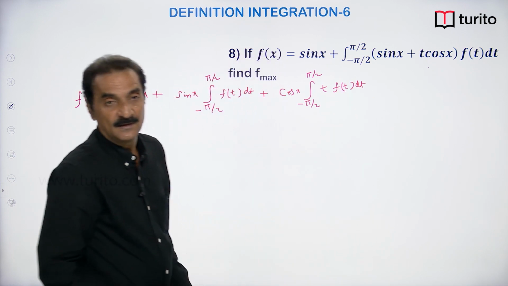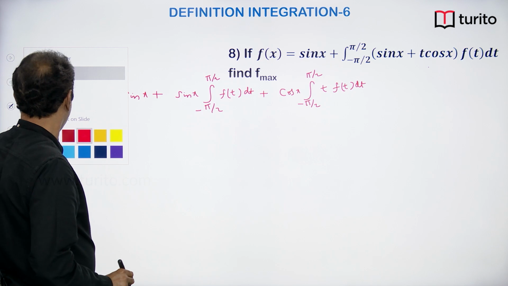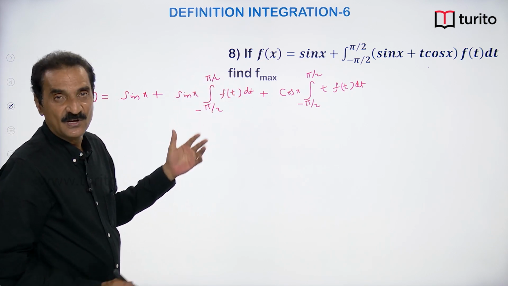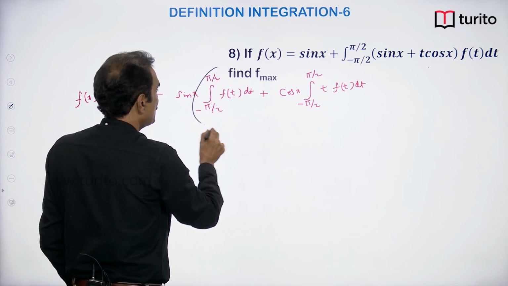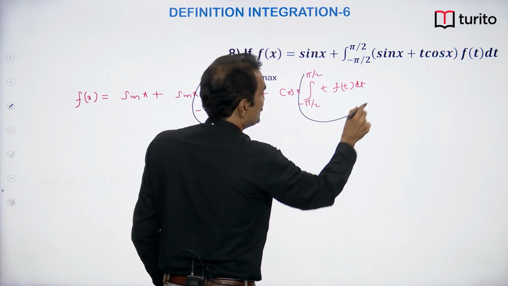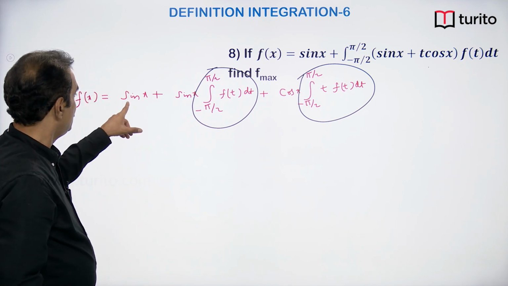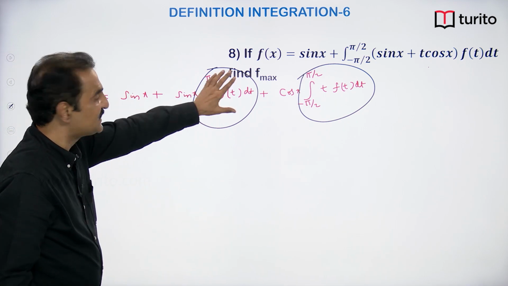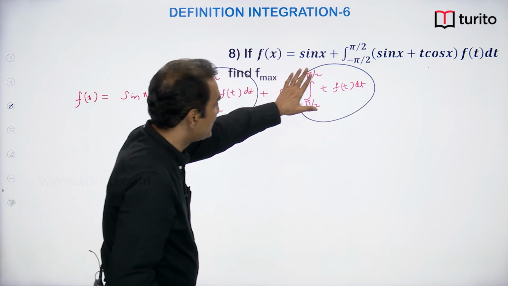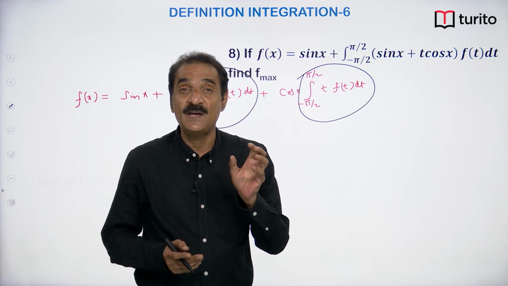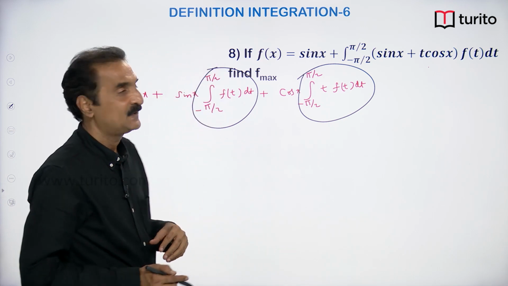Okay. Now, this definite integral is a constant because the limits are constant. This is constant, this is also constant. So, what kind of function is f? Sin x plus sin x into some constant plus cos x into some constant. So, f of x is a function of the form a sin x plus b cos x.